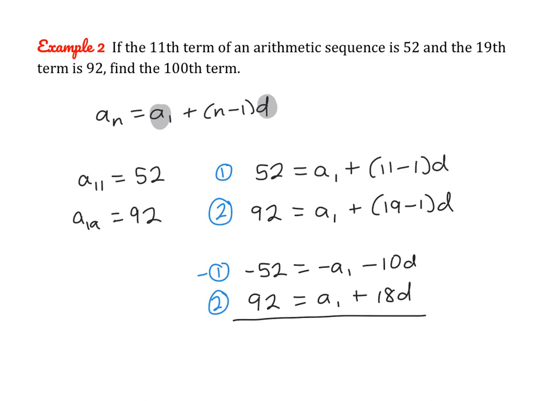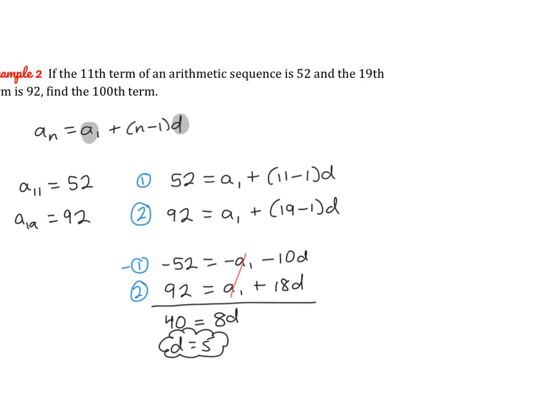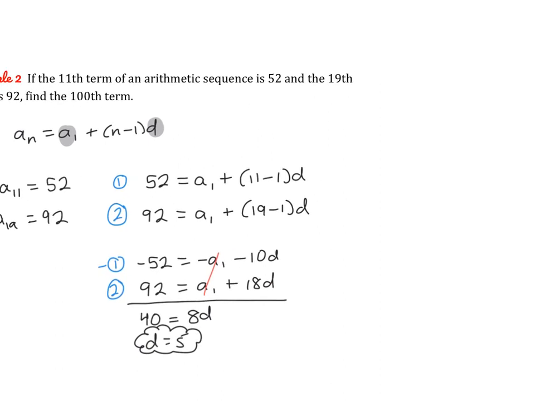So here you can see that our a sub 1 terms cancel out, and we're left with 40 equals 8d. So we know that d equals 5, which is one of the pieces we needed. And now we can plug that in to either of our two equations. So I'll plug it into equation 1: 52 equals a sub 1 plus 10 times 5. So a sub 1 equals 2.